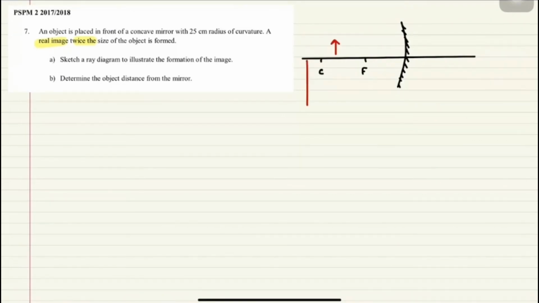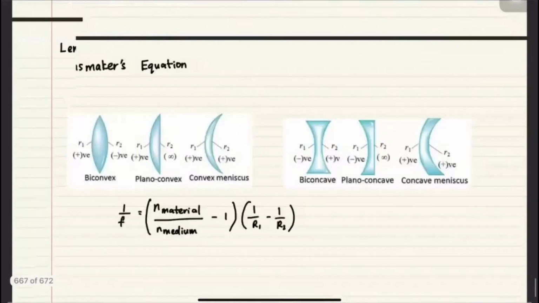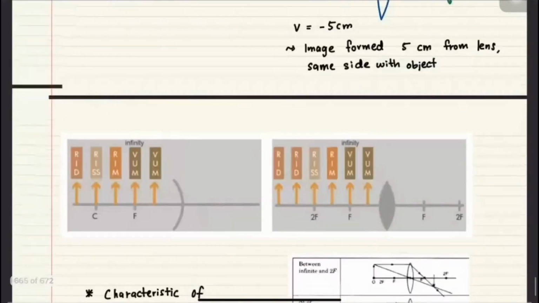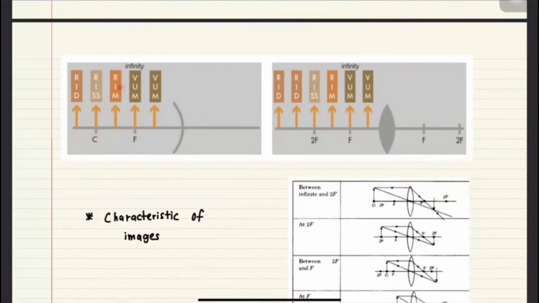Image dia akan terbentuk dekat sini. Bila saya gerakkan dia ke sini, let's say dia betul-betul atas sini, saya put image dia dekat sini lah. Okay, bila saya gerakkan dia ke sini, image dia makin jauh. Okay, anyway, kita boleh double check dengan yang tadi tu. Real and magnified untuk mirror. Real, magnified. Yang dua ni hanya untuk dekat sini. In between C dengan F.